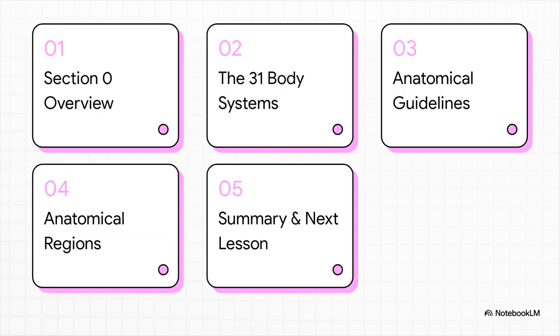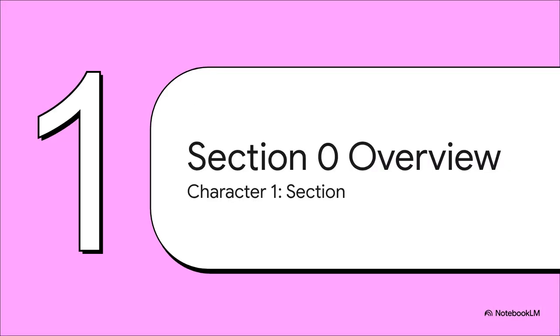Okay, let's dive into this. Here is our roadmap for today's lesson. We'll start with the Section 0 overview, then move into the 31 body systems. After that, we'll hit the core anatomical guidelines, explore general anatomical regions, and finally wrap up with a summary and tease our next lesson. All right, Part 1, the Section 0 overview.